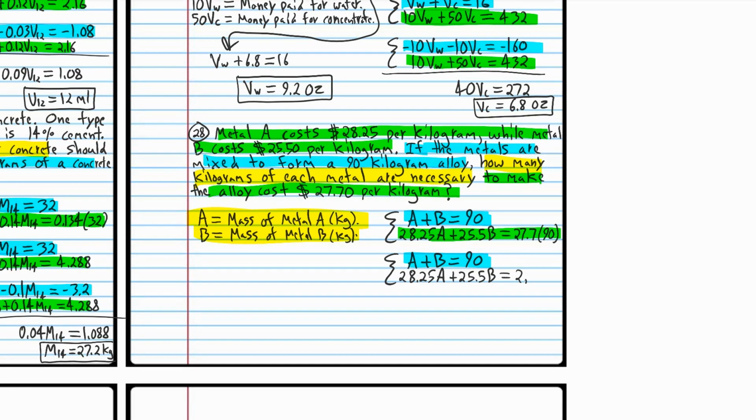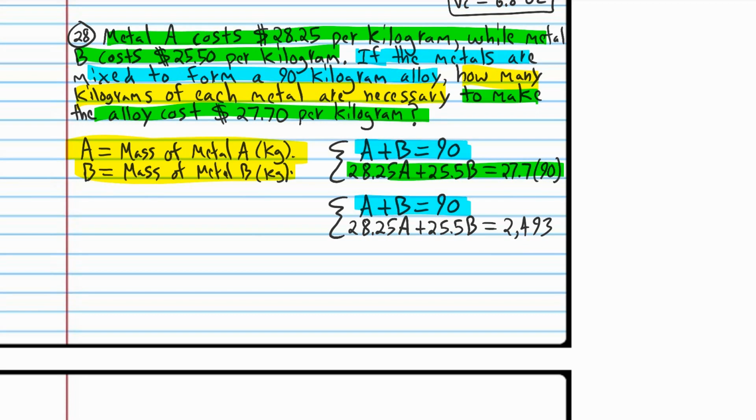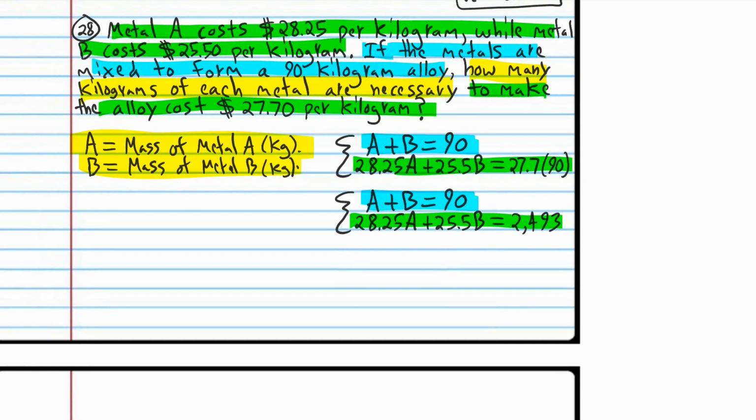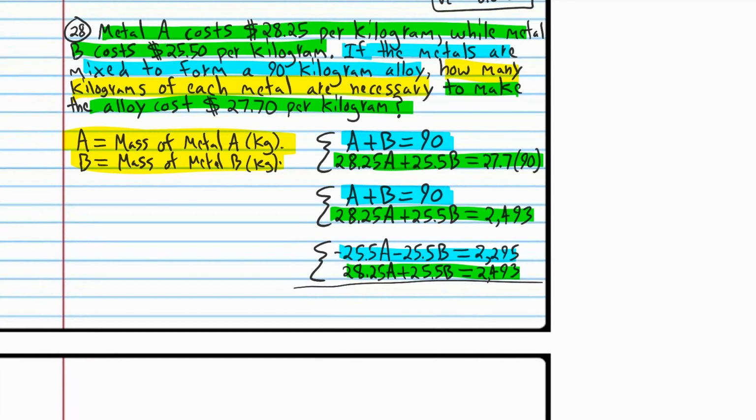It is 2,493. And I'm going to use elimination as usual, because these equations are all in standard form. So I think I'm going to try to eliminate B. And 25.5 times 90 is 2,295. And so now we're ready to add the equations.